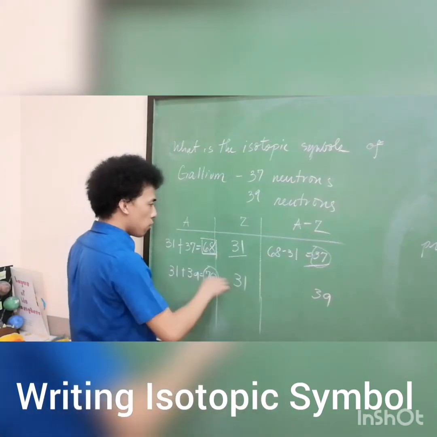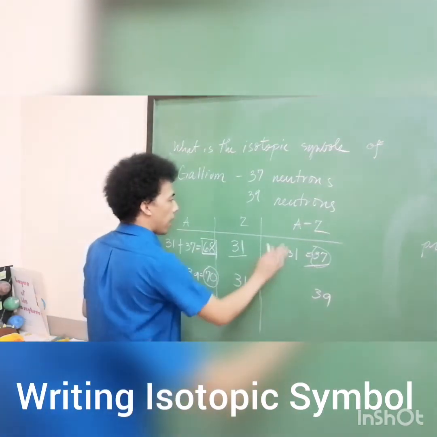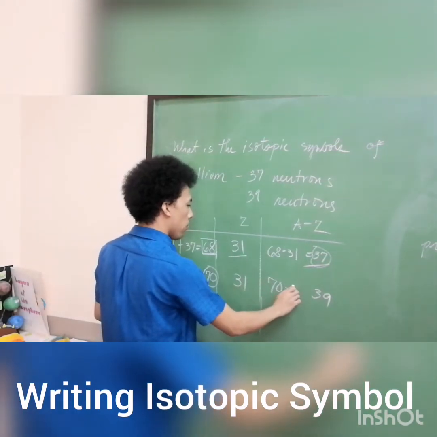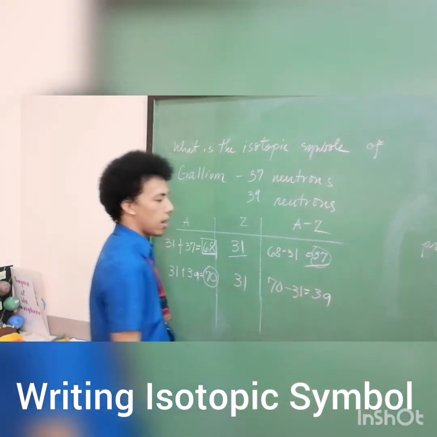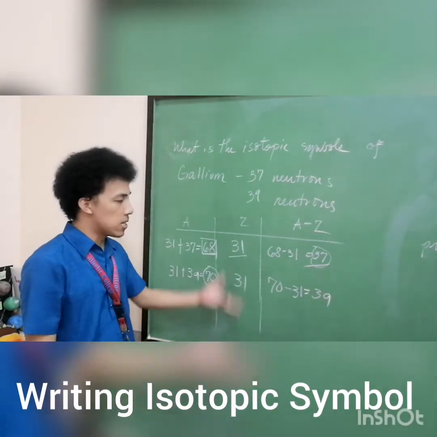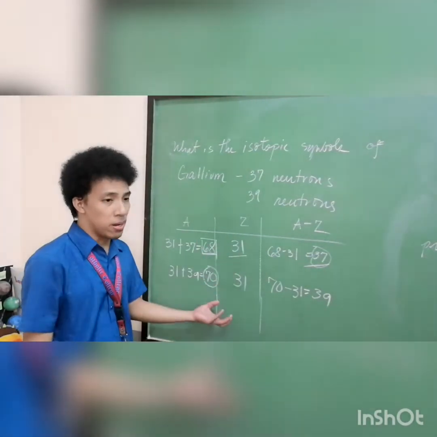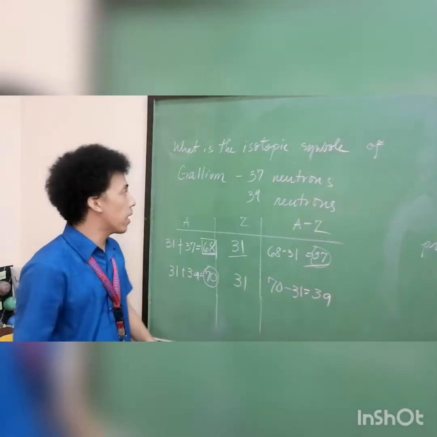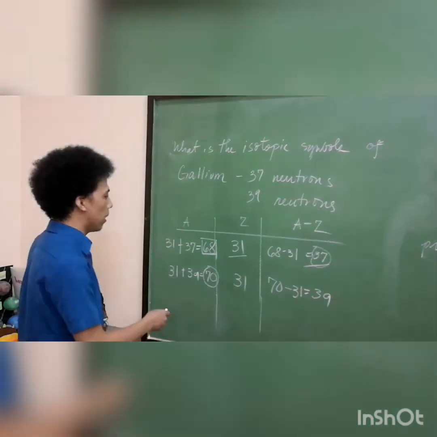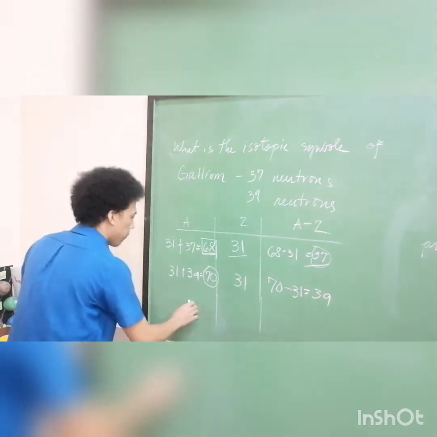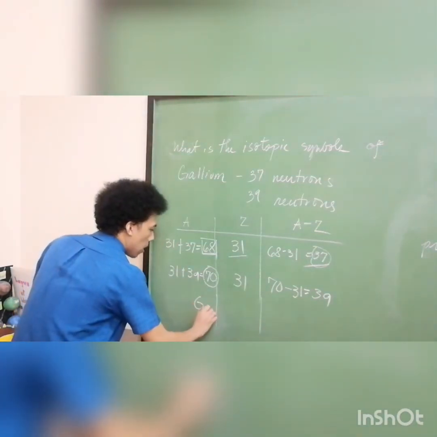Now, to check, you can use A minus Z. So 70 minus 31, we get 39. So we just stick with the atomic number, which is 31 for gallium. How are we going to rewrite that? Let's proceed in rewriting. For the first given, we're going to write Ga.